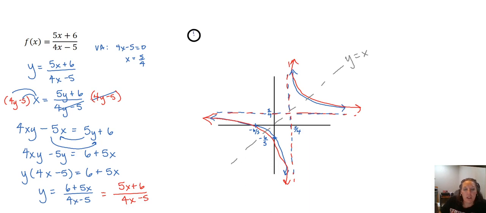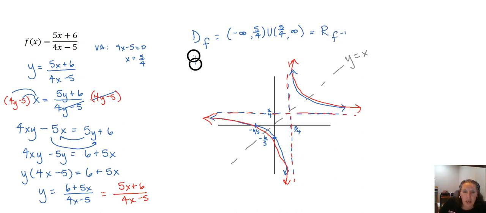All right, domain of our original, it's going to be everything except for 5/4. So negative infinity to 5/4, union 5/4 to infinity, and that will also be the range of f inverse. And the domain of f inverse, it's the same function, so we get the same domain, and we get the same range.